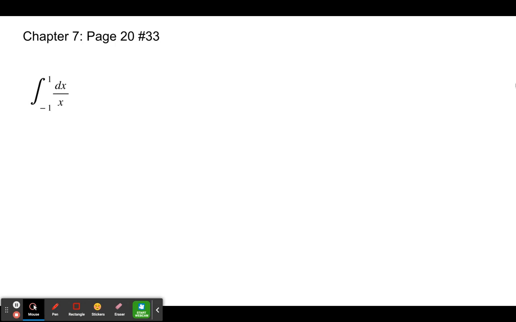Hi everyone. So today we're going to be working on chapter 7, problem number 33, which is on page 20. For this problem, it's asking us to solve the integral from -1 to 1 of dx over x. If we look at the graph, we can see that there's a vertical asymptote at x equals 0.